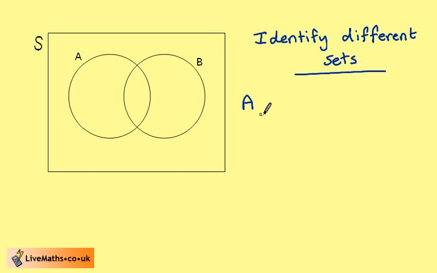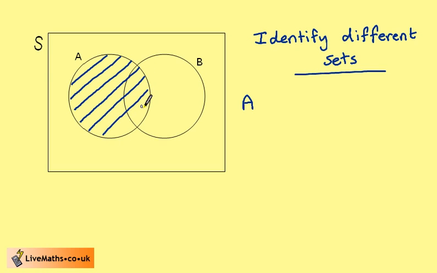The simplest event to identify is just A. A is everything which occurs within the A circle. Here we can see A shaded.